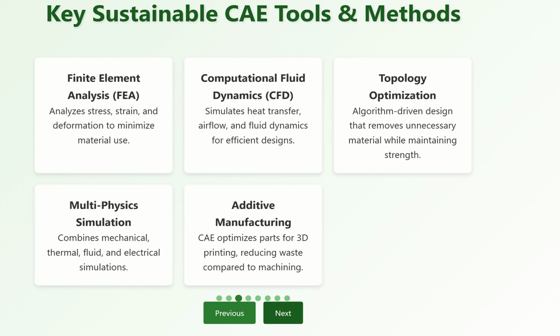Let's look at some of the key tools or methods we can integrate in our computer-aided engineering for the purpose of making sustainable. Because we cannot just say something is sustaining. How is it sustaining? There are various methods or tools or gadgets that we can use to ensure that the system you are using is sustainable. What are the key sustainable computer-aided engineering tools and methods?